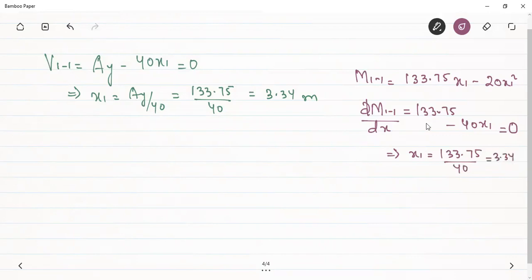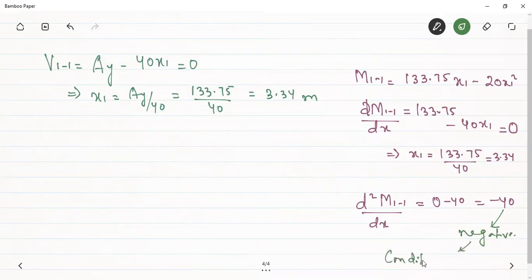That is, at this location the bending moment will be maximum. Now, how can we say that it is a maximum? We can take the second derivative, because this can be the condition of maxima or minima. The second derivative will be 0 minus 40, that is, equal to minus 40. Since this is negative, this is the condition of maxima. Therefore, at x1 equal to 3.34 meters, the bending moment will be maximum.